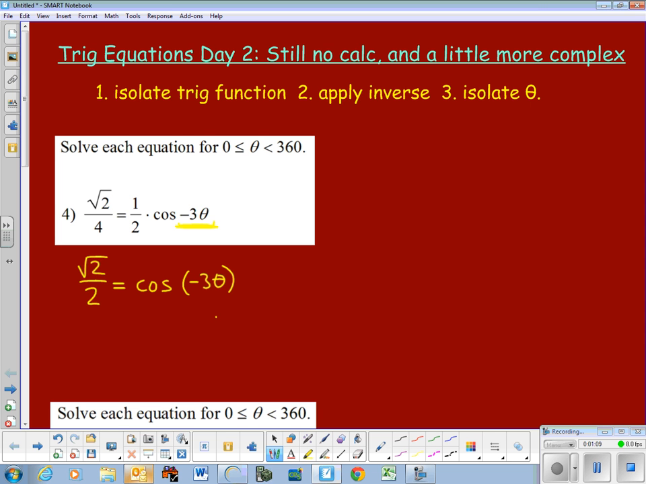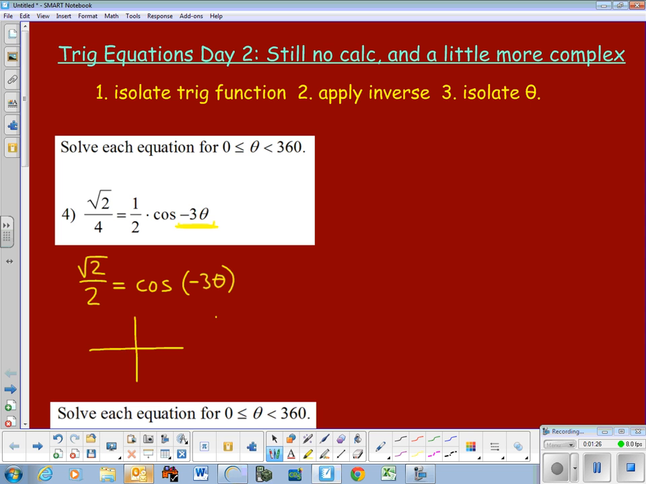Now, I didn't see a nice unit circle number at the beginning, but now I do. It's square root of 2 over 2. So what I would have done last time, I'm going to do here. I'm going to think about where does the cosine equal the square root of 2 over 2. And that is step 2, applying the inverse.